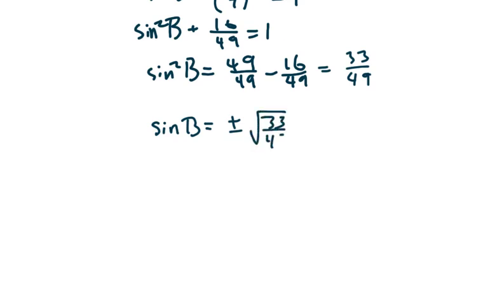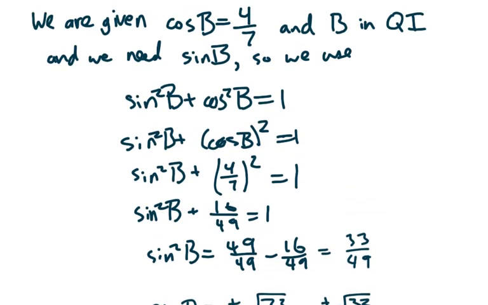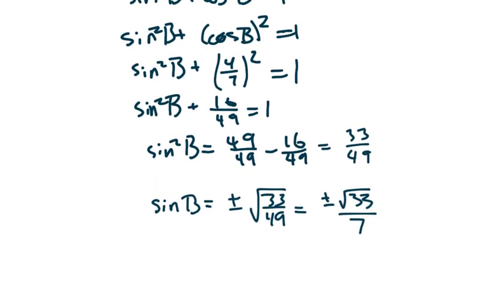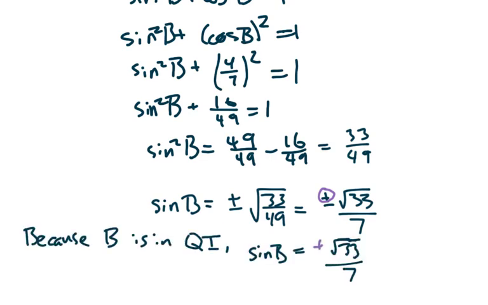Taking the square root of the top and the bottom separately is a good idea because you can take the square root of the denominator and the numerator is going to stay this way. Now, how did we choose plus or minus last time? Last time we looked at the quadrant. In this case, B is in quadrant 1. So is sine positive or negative in quadrant 1? Everybody's positive in quadrant 1. So we're going to say plus. So sine of B is positive root 33 over 7.